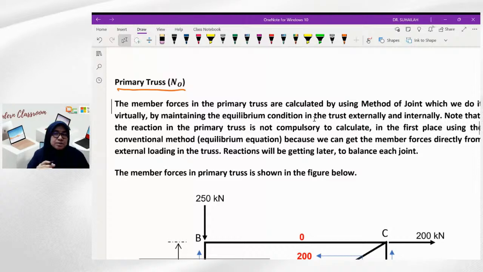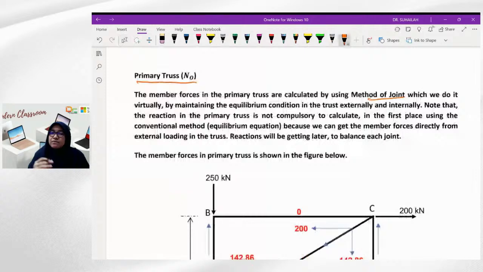Actually, we analyze using the method of joints, but we do it virtually. The method of joints that we do virtually is called the easy method. Easy method is not a specific name. It is just the name that we put in order to represent the process that we do in an easy way. So it is actually the method of joints. We do it virtually, because most important is not the method but the value, the member force itself.